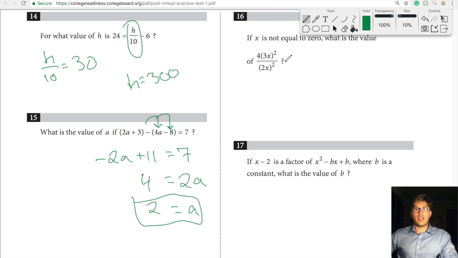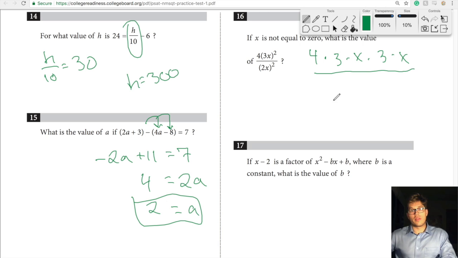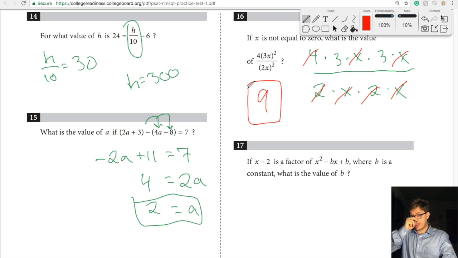Which one is 16? If x is not equal to 0, what is the value? So this is squared. So this is 4 times 3 times x times 3 times x. Right? And then this is 2 times x times 2 times x. Okay, let's get our red to mark out. So 4 is just 2 and 2. And then we get rid of all our x's. So this whole thing is 3 times 3, which is 9.